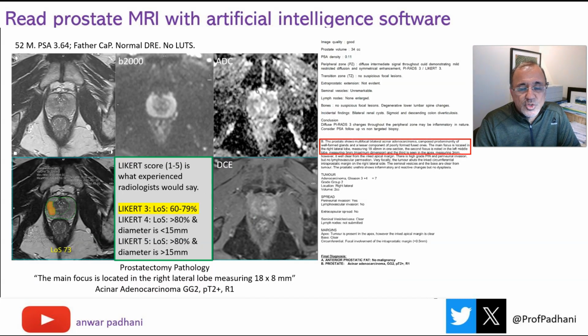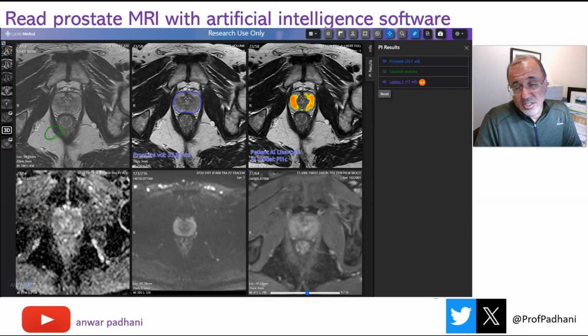And in fact, when this was biopsied and the prostatectomy was done, the main focus is located in the right lateral peripheral zone, measuring 18 × 8 mm, in other words, precisely at this point with a GG2 cancer. And in fact, you can see he was also margin positive in this area. If I'd used a different AI, in this particular instance, you can see that both sides were thought to be clinically significant with a much higher Likert score, 4.4 out of 5.